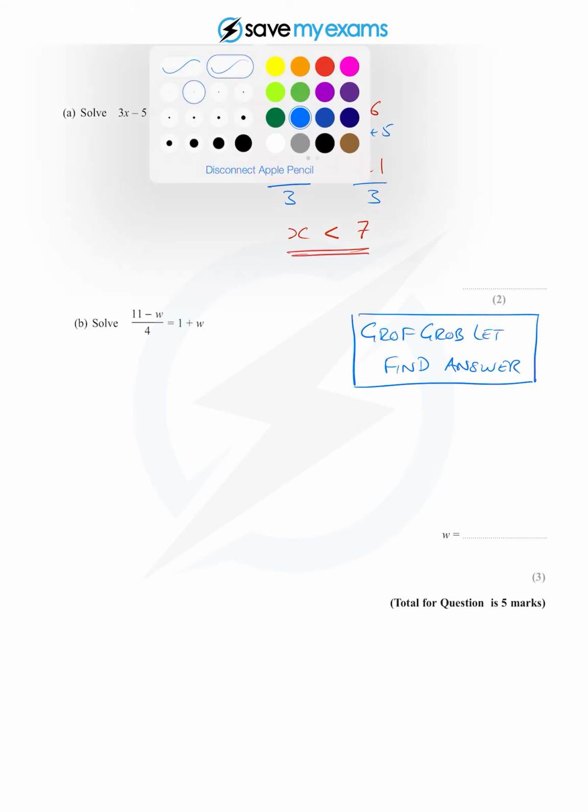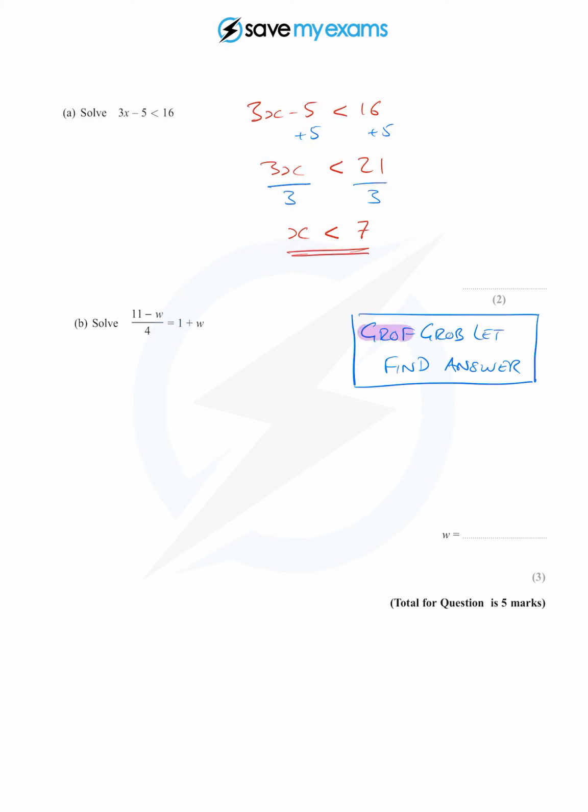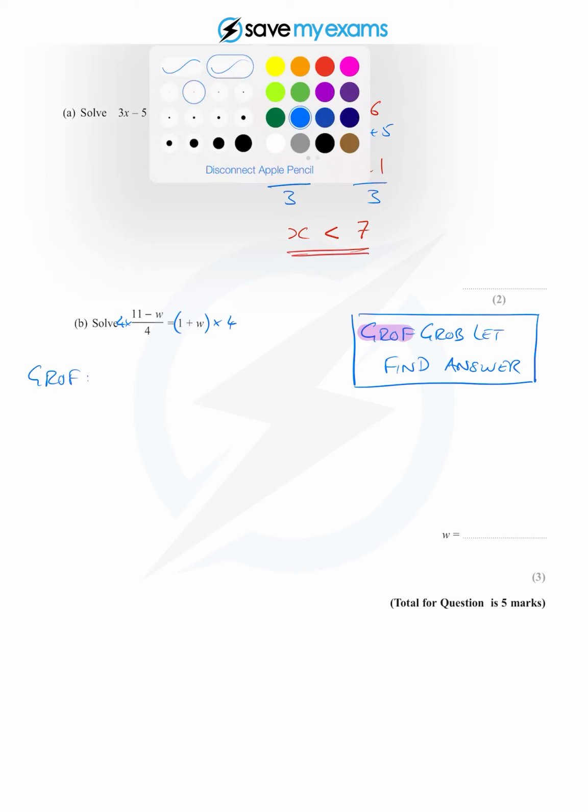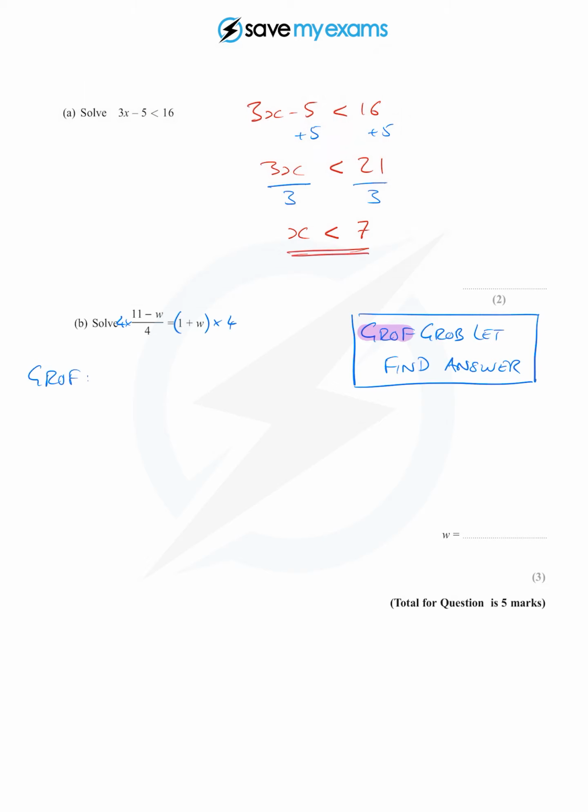So the first thing Groff Groblet tells us to do is to get rid of fractions. That's what Groff means. So get rid of fractions. How am I going to do that? Well, I'm going to multiply both sides of this by 4. When I multiply the right hand side I need to be a little bit careful to put some brackets in there. The point of multiplying the left hand side by 4 is that the 4's will cancel and I just get left with 11 minus w, and on the right I've got 4 times 1 plus w.